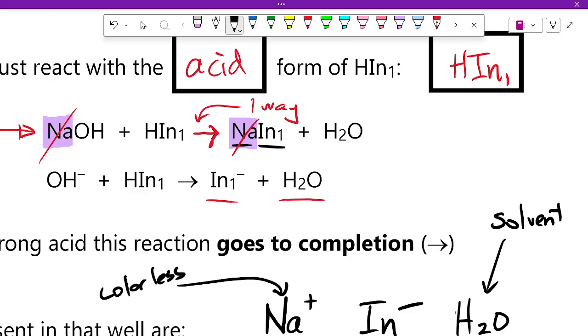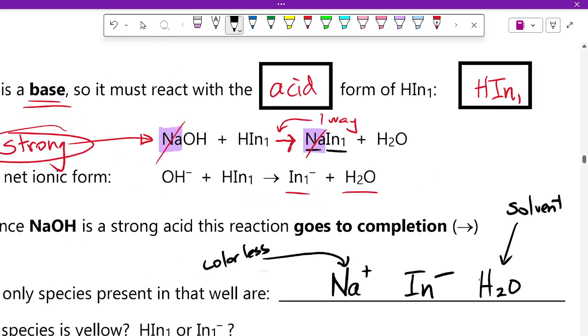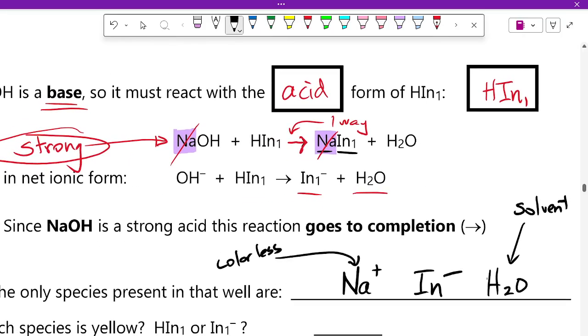So the Na+ is colorless. The solvent is water. This thing turned yellow. What does that tell us? Who is yellow? The indicator. That's not enough. The indicator is HIn and In minus. In minus, that is our yellow thing, okay?